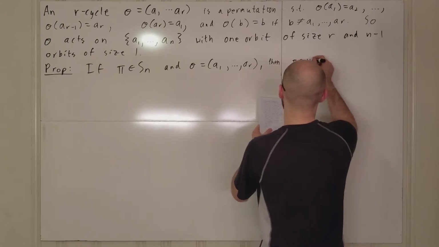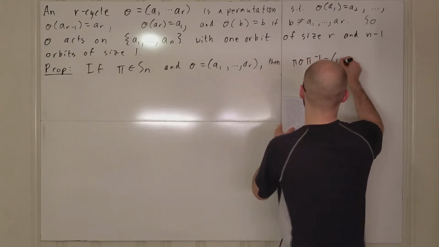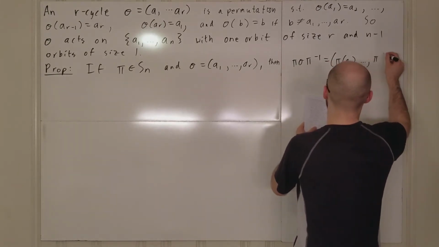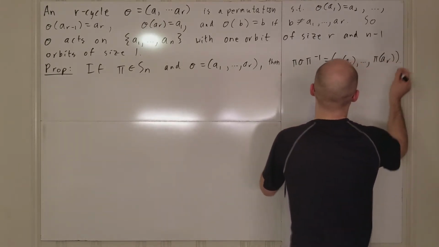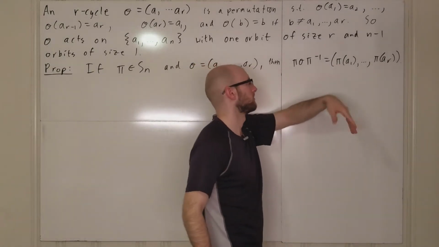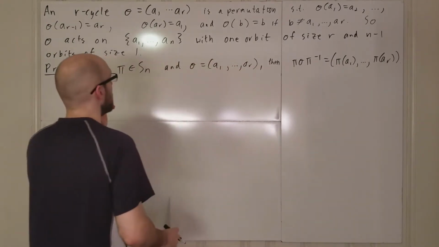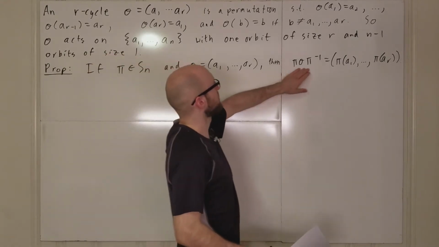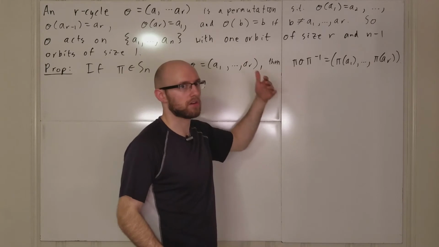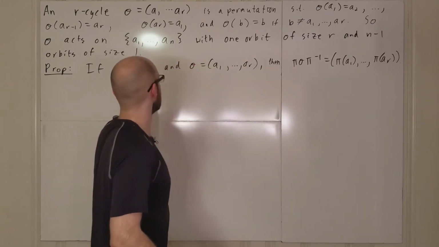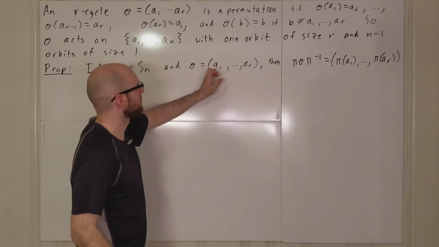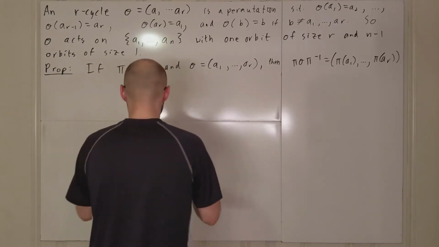pi sigma pi inverse is just the cycle (pi A1, ..., pi AR). Now this is an example where it looks a lot nicer to have the commas in there to differentiate between these. So basically, if you want to figure out what pi sigma pi inverse is, i.e. if you want to figure out what happens when you conjugate an R cycle by some element in the permutation group, you just apply that permutation to each element.